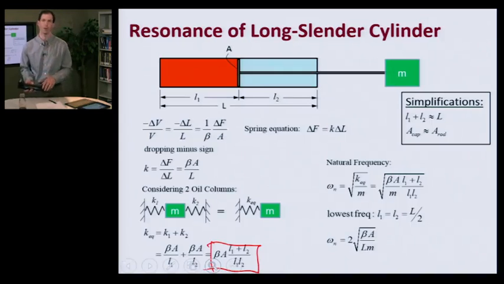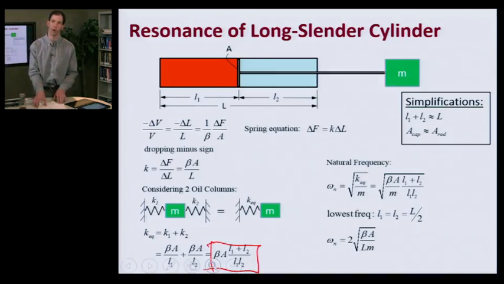And in that case, the natural frequency simplifies quite a bit, and we're left with this equation right here, just 2 times the radical of the bulk modulus times the area divided by L over M. So again, notice that just like our spring rate equation, when we get to this natural frequency equation, the slenderness ratio, this A over L, becomes the driving parameter for the resonant frequency.